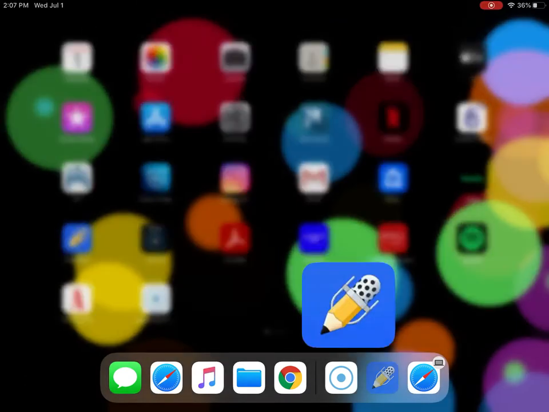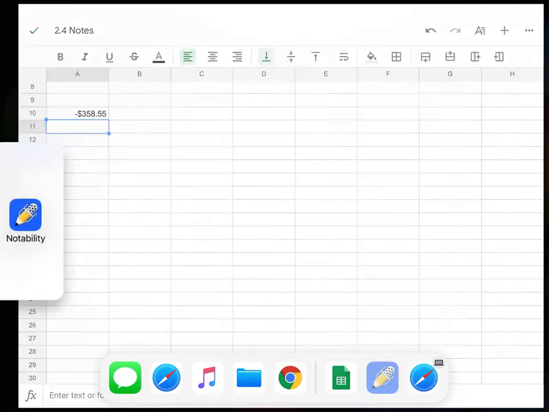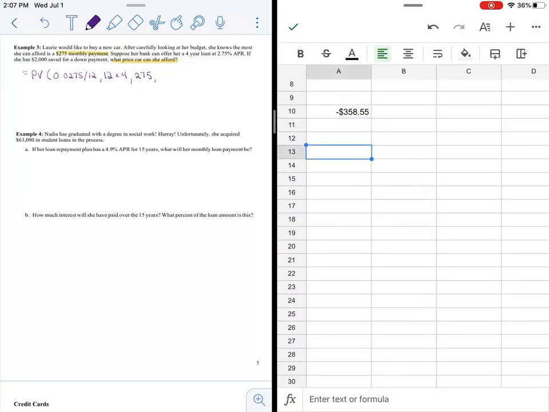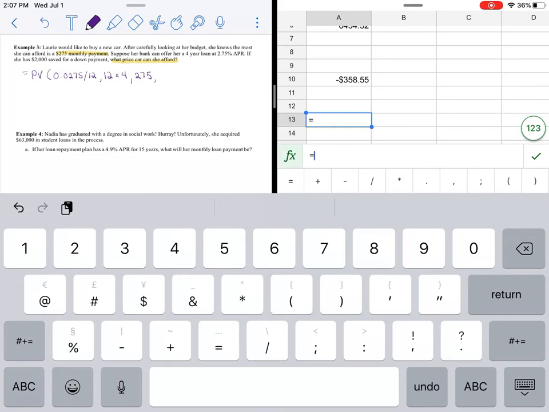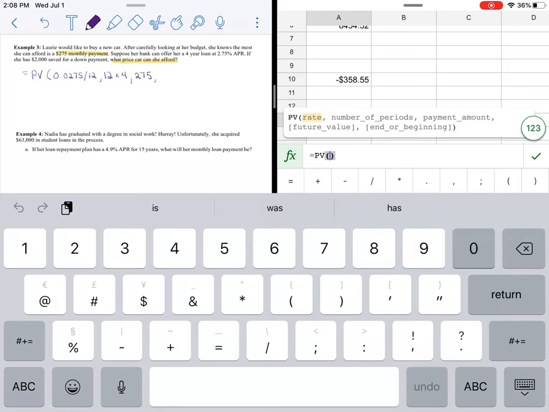So let's go ahead and bring up the spreadsheet. When I put in equals PV, there's my function. There's my rate, 0.0275, divide that by 12. Number of periods, 12 times 4. And then you'll see here it says payment amount. So that's why we put in the 275. And then we want this to be down to 0 in the future.